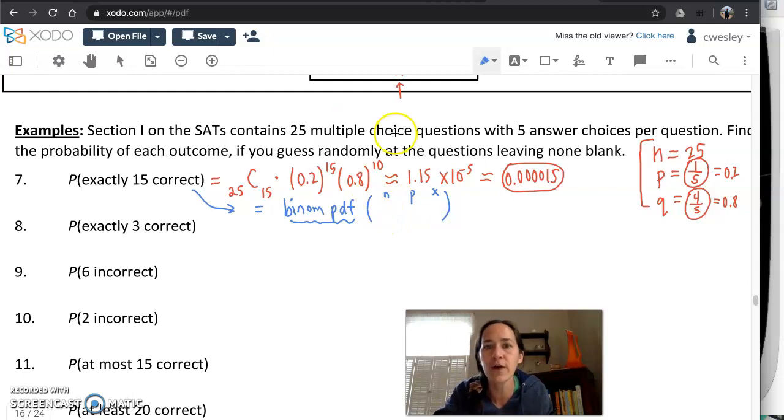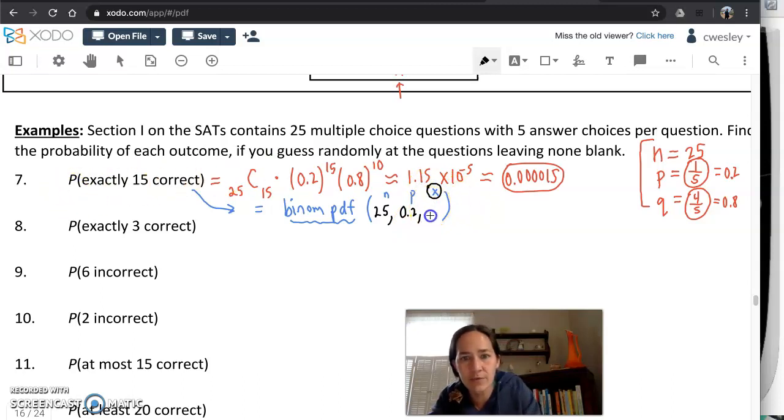n is your number of trials, and we said n in this case is the number of questions you're trying, so 25 questions. p, with a comma here, and there's actually a comma on the calculator that I can show you, is the probability of success, so I'll put a 0.2 here with a comma. x is your amount of successes that's desired. In this case of number 7, I'm desiring for 15 to be correct. And this should point to that same exact solution.